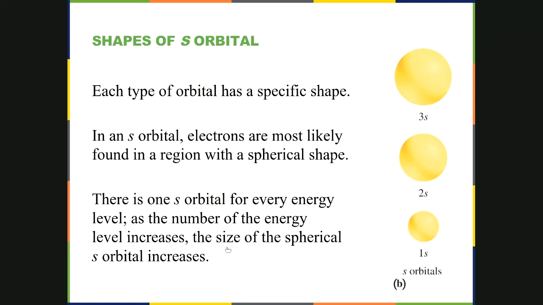Again, each orbital has a specific shape, and the letter refers to the shape. The number in front of it refers to what energy level that specific shape is in. The higher the energy level, the greater the distance from the nucleus, and likewise, the greater the size of the orbital.